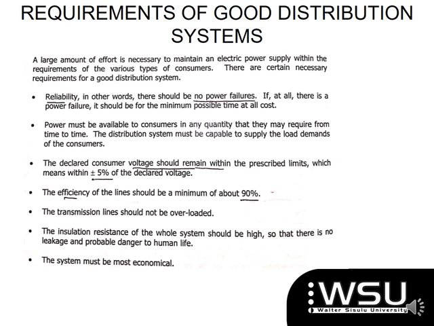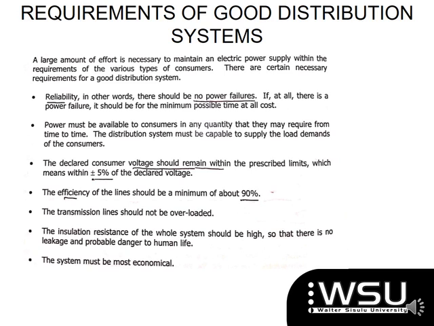Then your declared consumer voltage should remain within prescribed limits. What does the law say? The law says that I should not have a voltage that is less than 5% of the declared system voltage. So if I'm getting voltage from the supplier that is supposed to be 220 volts, when I measure at my socket, I must not get less than 250 volts in there.